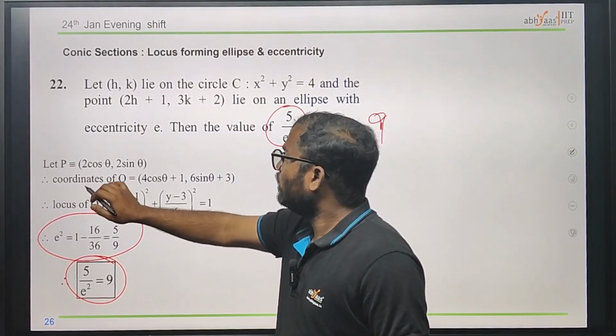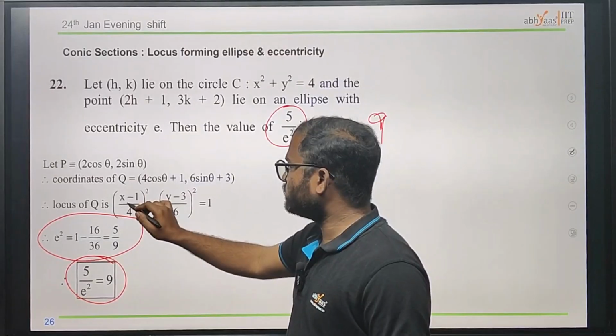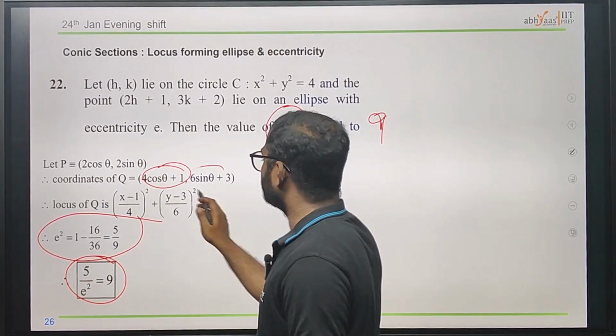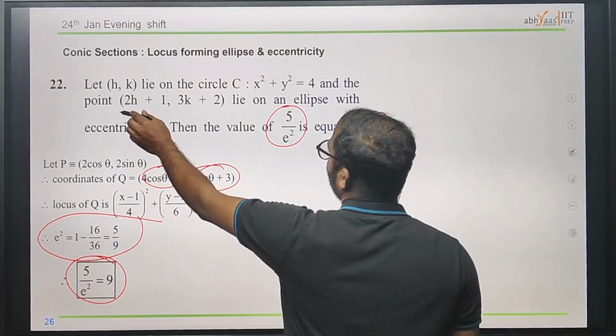Just you need to check the locus of this Q. After checking the locus of Q, you can easily find it. Just see here, we can just take a look at this one. You can easily find that one by using this point.